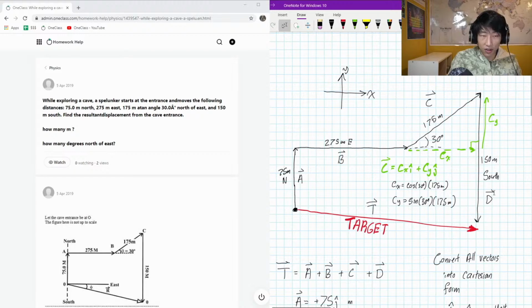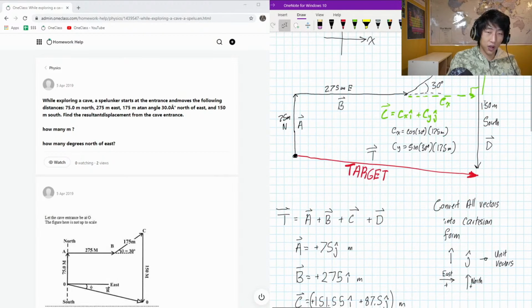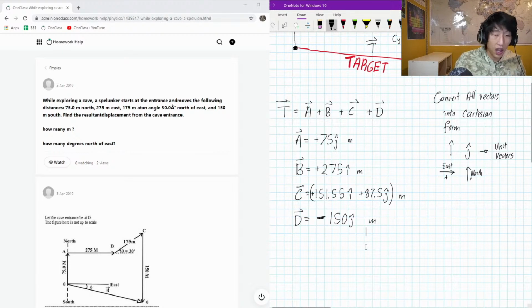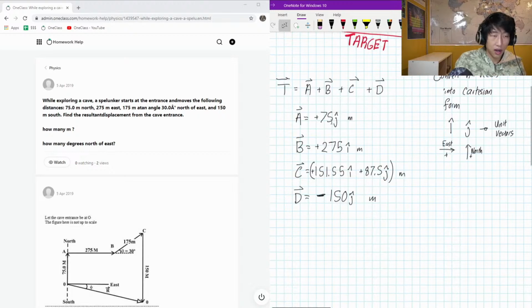Okay, and our last vector is D, our wildly not to scale D right here, but it's going straight down, so that's fairly easy. Going straight down, that's purely in the J direction, and because north is positive and it's going straight down, it's got to be negative J direction. So it's going to be negative 150 J for D. If you forget that negative, big trouble. Negative 150 J meters.